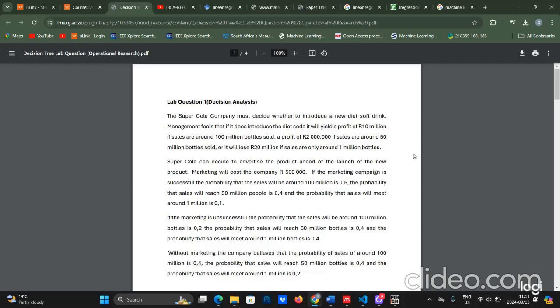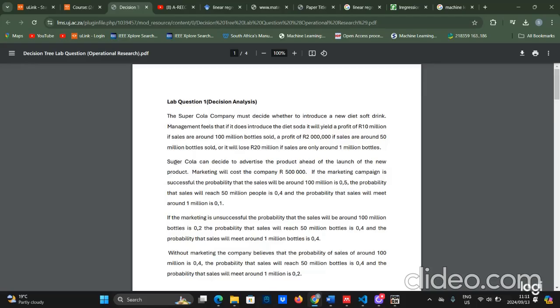As you can see, the company must decide whether to introduce a new diet soda. Here they're giving you the payoffs if they do introduce the diet soda and sell a particular amount of units. If they sell 100 million bottles, they make 10 million profit; they make 2 million if they sell 50 million bottles; or they will lose 20 million if they sell 1 million bottles.